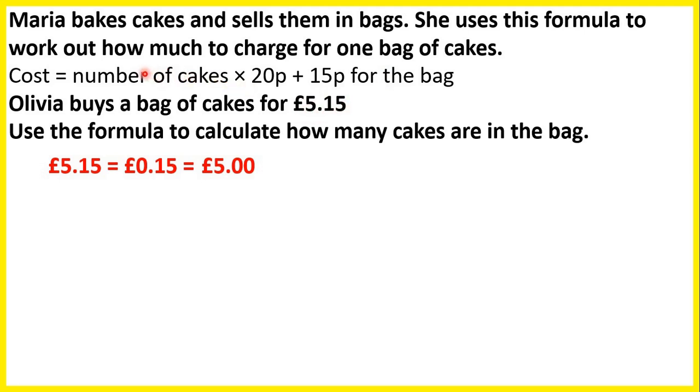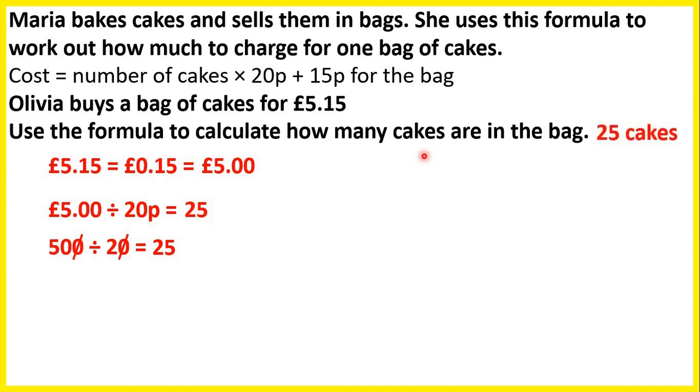So what we need to think is what times 20 pence is £5. So we need to divide £5 by 20 pence. So here we have an amount in pounds, but here we have an amount in pence. So if we change £5 into pence, that's 500 pence. So we can work out 500 divided by 20. Remember, when we've got a division question with end zeros, we can cancel them and work out 50 divided by 2. So that's 25, which means that £5 divided by 20 pence is 25. So there are 25 cakes in the bag.